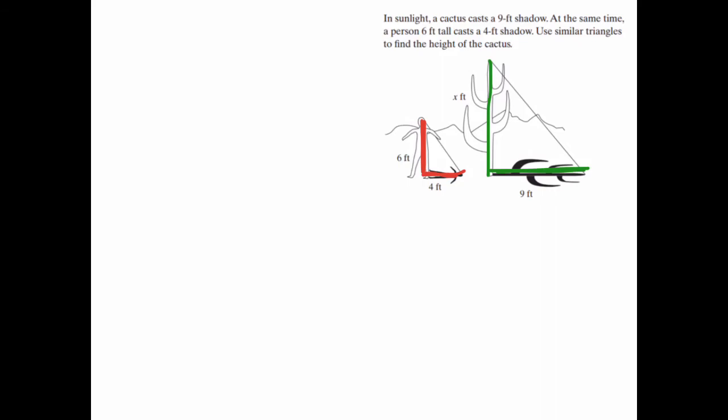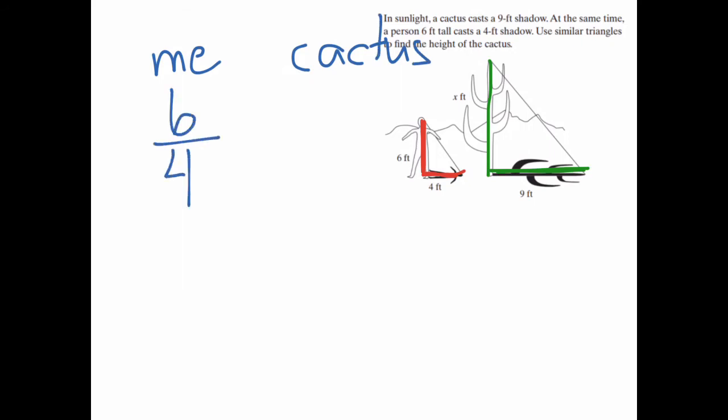So you can start with whichever of these 4 you want. It does not matter. Let's say I want to start with my height. So we'll put me on one side and the cactus on the other. So if I put my height of 6 feet over my shadow of 4 feet, I have to do the same for the cactus. The height of the cactus over the shadow of the cactus.